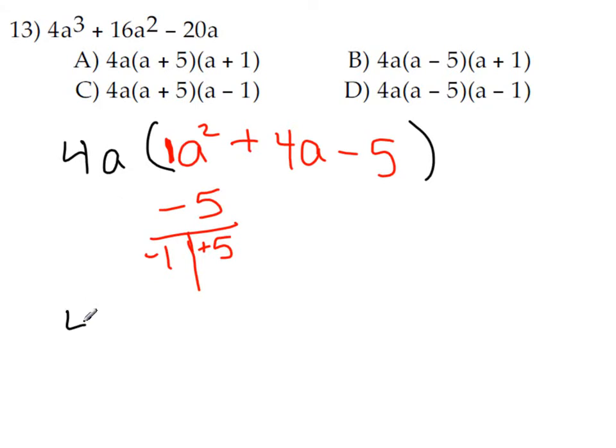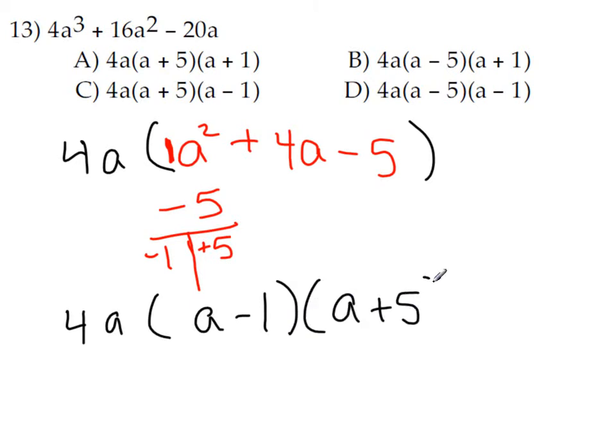So when we write this, we don't want to forget our GCF. We'll have 4A times A minus 1 and A plus 5. Now we just have to find our option. Looks like they had A plus 5 appear first, and then A minus 1, with choice C.